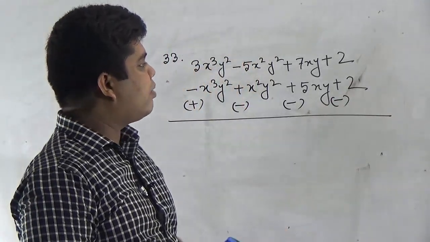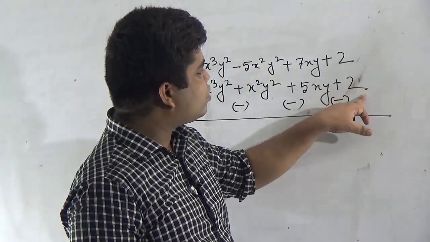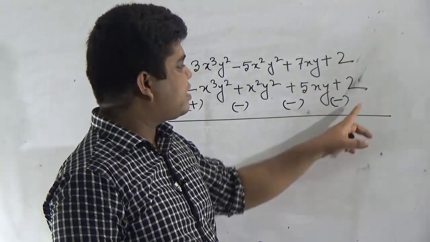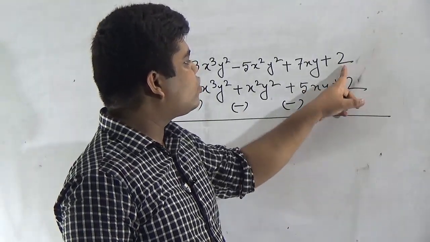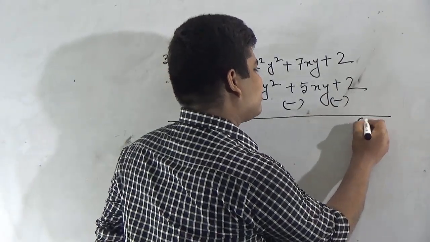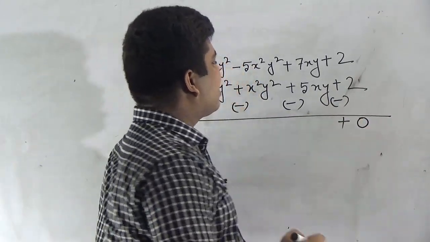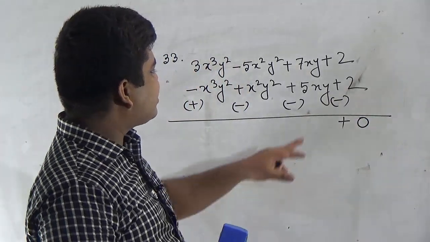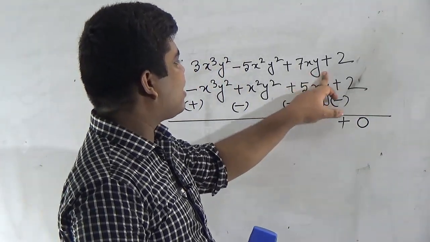My dear students, now if we subtract this 2 from 2, we get 0. That means 2 carries a minus sign, so 2 minus 2 equals 0. Next we add minus 5xy and 7xy.